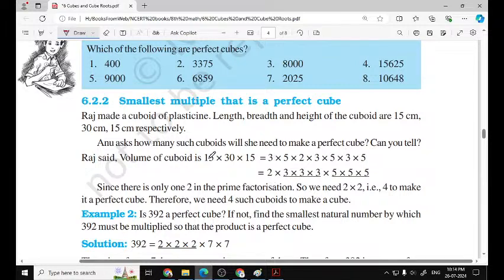Now prime factorize these numbers. This 15 is factorized as 3 into 5. 30 is factorized as 2 into 3 into 5 and this 15 as 3 into 5. Rearranging them, we find that prime factor 3 forms a triplet and 5 also forms a triplet. So to complete this triplet, we must multiply by 4, that is 2 into 2. So to make a perfect cube, we need 4 such cuboids to make a cube. Let us solve the exercise question.